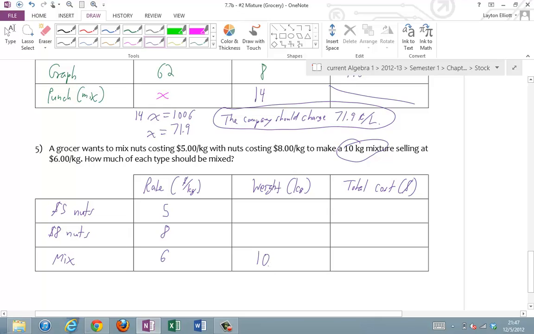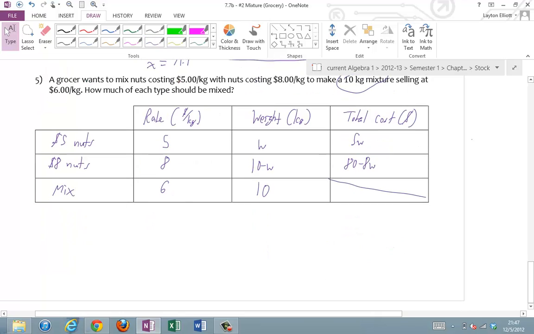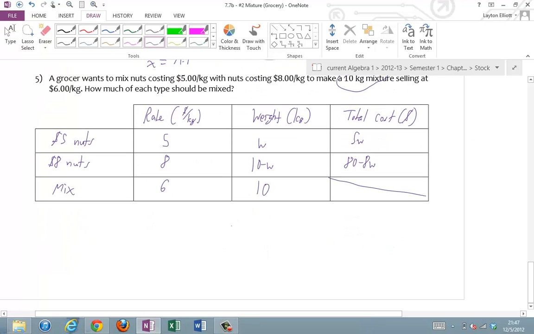So our mixture is 10, which means that one part here could be W for weight, and the other one is 10 minus W. So really this all depends on where your variable is. We didn't have a variable in either part of the $5 nuts or the $8 nuts, so we pick it, and then we have to do the total minus the part again. Total cost, 5W, 80 minus 8W. Split the cell. 6 times 10 is 60, so that's one side of the equation. Then we have 5w plus 80 minus 8w for the other side of the equation.